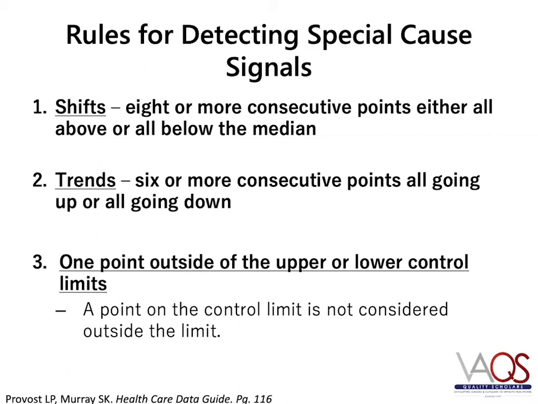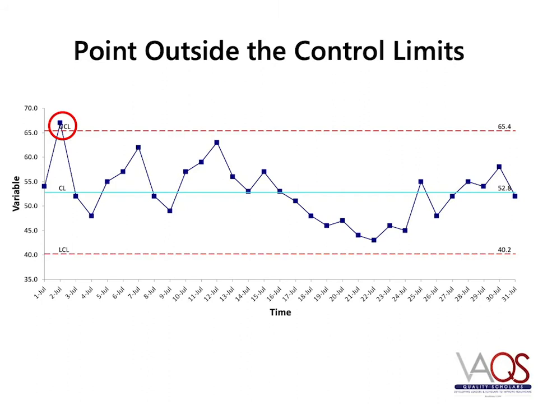For this rule, it is important to remember that a point that is exactly on the control limit is not considered outside the control limit. Unlike run charts, the presence of too many or too few runs is not used as a detection rule in statistical process control. Looking at our example again, we see that there is 1 point outside of the upper control limit on July 2nd, which provides a signal that this statistical process control chart is demonstrating special cause variation and that system performance is unpredictable.